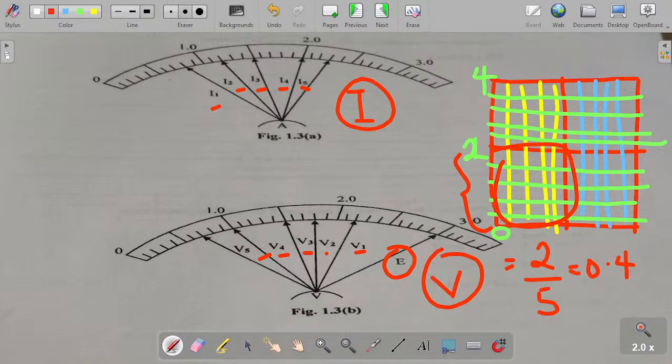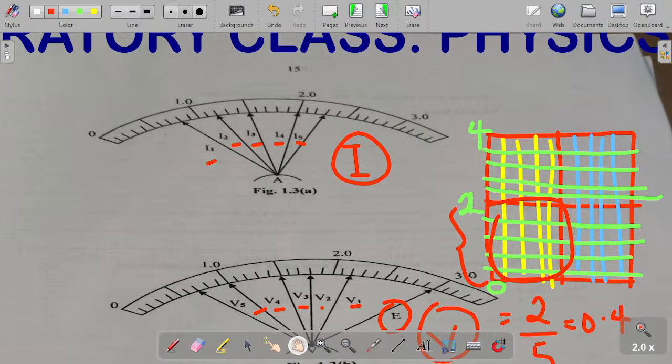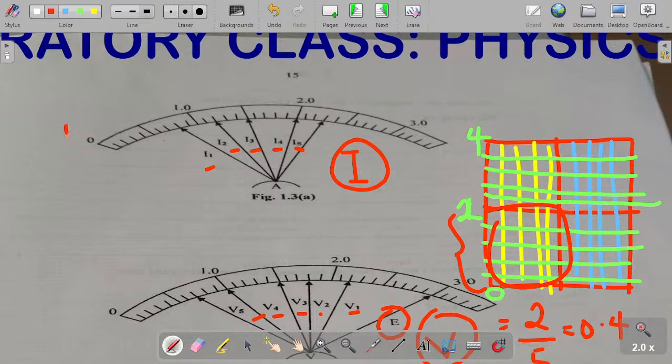The same method you will use to count your ammeter and your voltmeter. Now you need to count each of these lines. Here is our 0. Here is 1. Each line is now what? I need to know the difference. The difference is 1. How many lines are there? 10. So one line is 0.1 in the ammeter. Are you following?